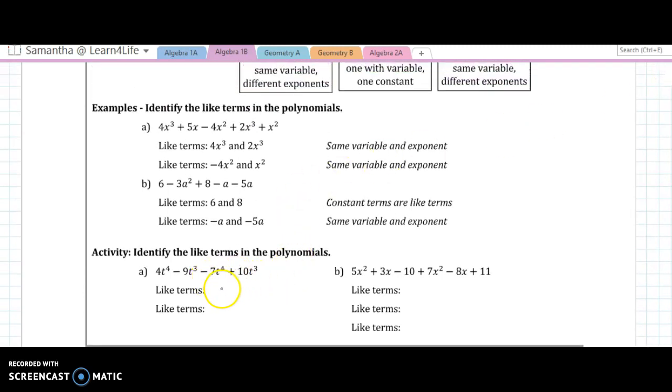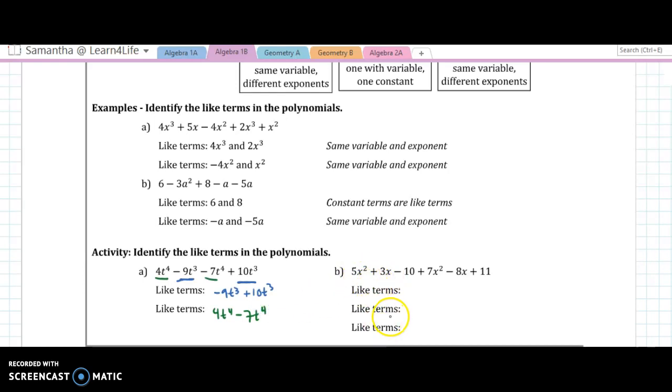So 4t to the 4th minus 9t to the 3rd minus 17t to the 4th plus 10t to the 3rd. Well, we're looking for like terms, so we have like terms here whenever we have a t to the 3rd. So we have negative 9t to the 3rd and 10t to the 3rd. And then our other like terms, t to the 4th. So we have our 4t to the 4th and our minus 17t to the 4th. Those are our like terms.